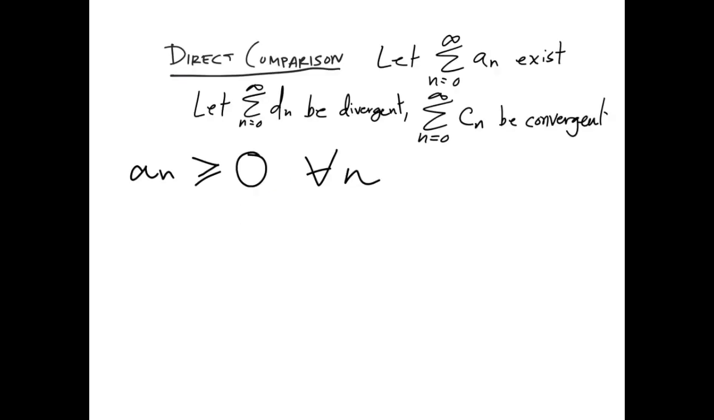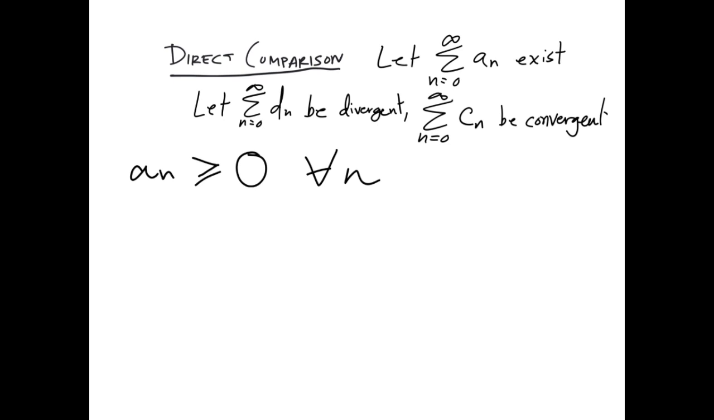All right, we have a lot of operating assumptions with the direct comparison, but that's just to get it out of the way. We're starting with a sub n. a sub n is the thing that we're trying to find out about. And we have two series, d sub n and c sub n. d sub n is a divergent series, c sub n is a convergent series. We're also assuming that a sub n has no negative terms, so a sub n is greater than 0 for all n. That's what that says here.